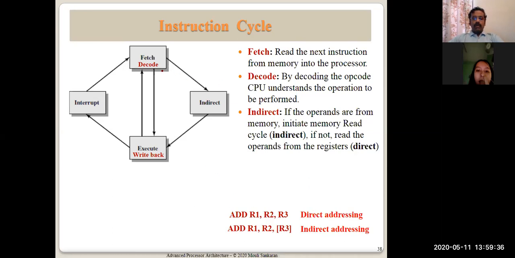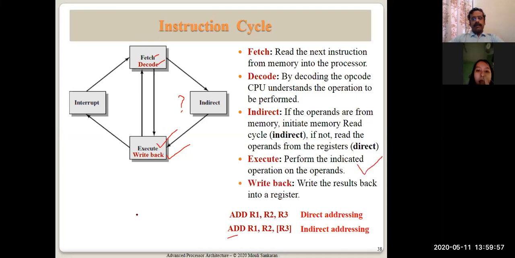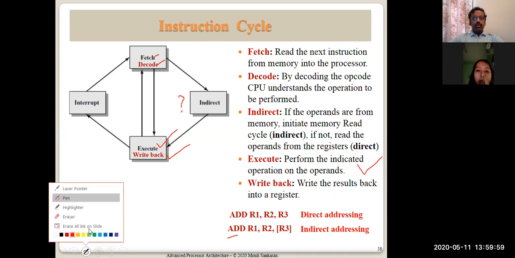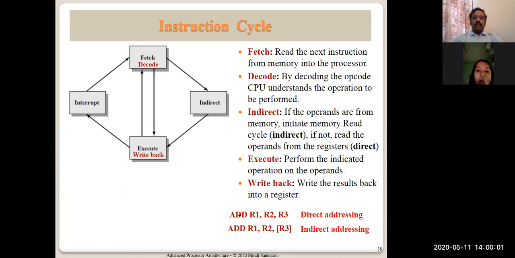So after the fetch and decode, this may be there or may not be there based on the instruction. Then execution happens and write back. Again, it depends on whether the result has to be written back or not. Mostly it will be yes. So execution happens, the actual add operation is done, then write back happens. So these sequences you should be very, very clear about when we talk about instruction pipeline.